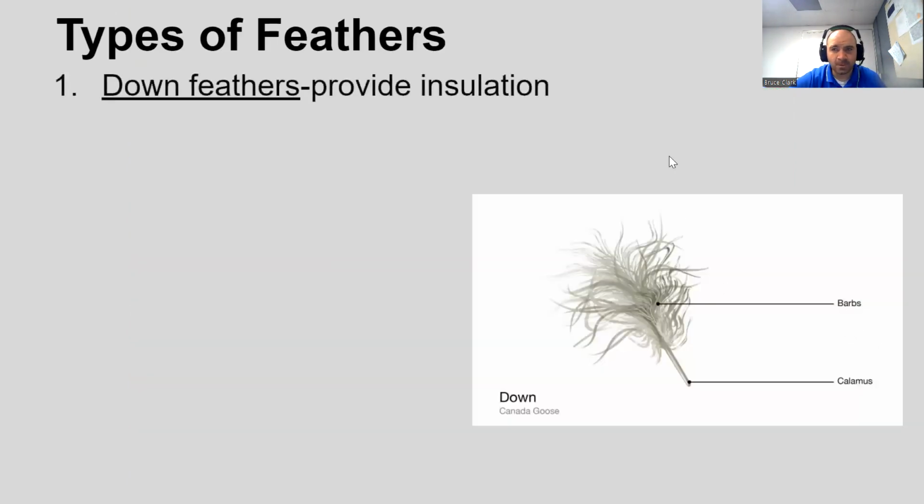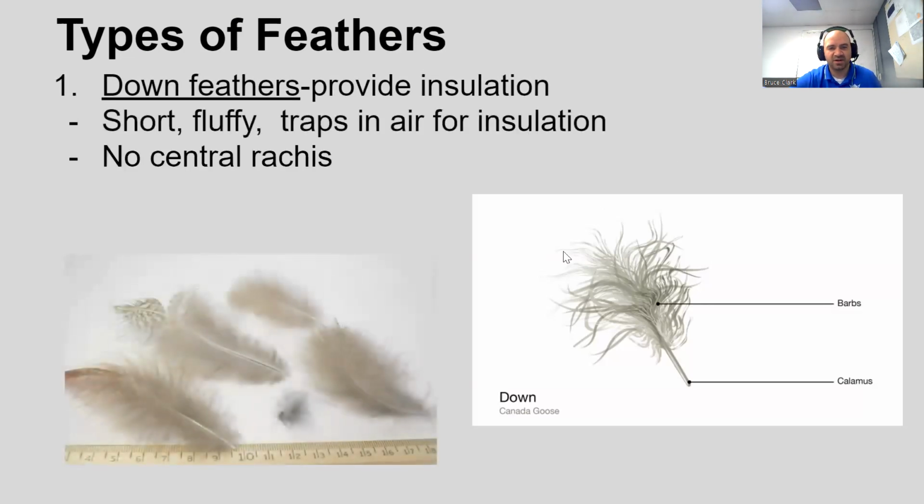Types of feathers. Not all feathers are the same, and not all feathers have the same purpose. Our first one here, you see a couple pictures of it, are down feathers. You might have a down comforter at home or a down jacket. Those names come from the kind of feathers that are in there used for insulation. They're these really wispy, fuzzy looking feathers. There's not any barbules that are hooking into each other.